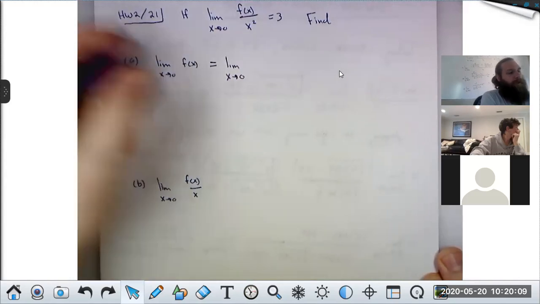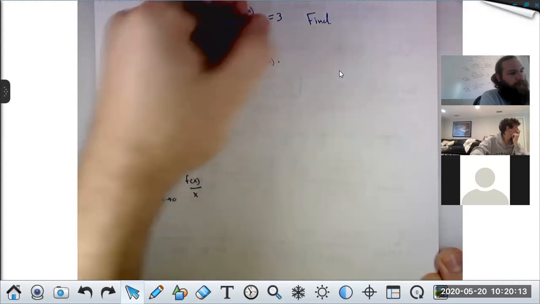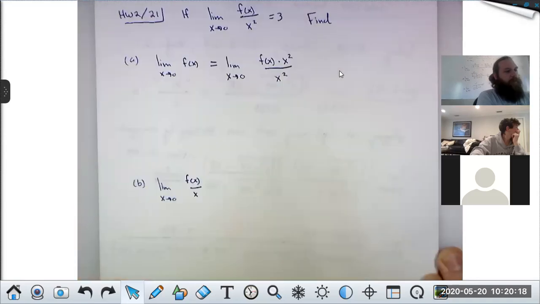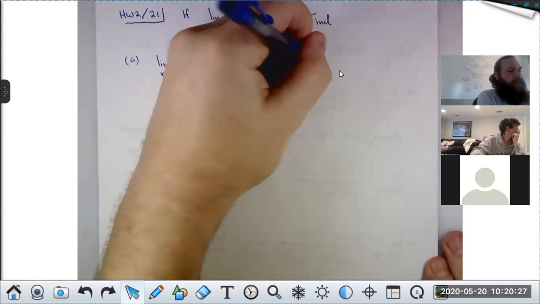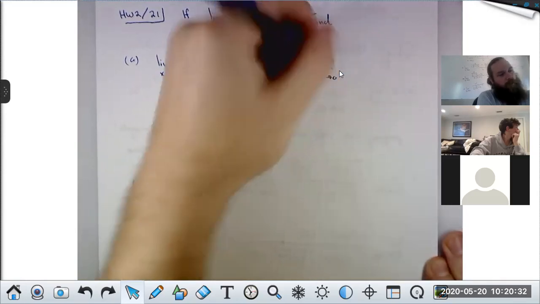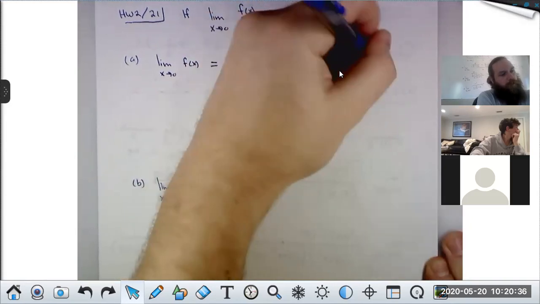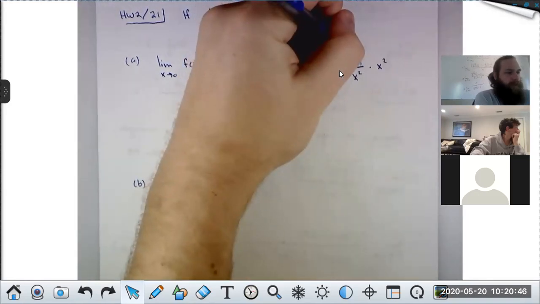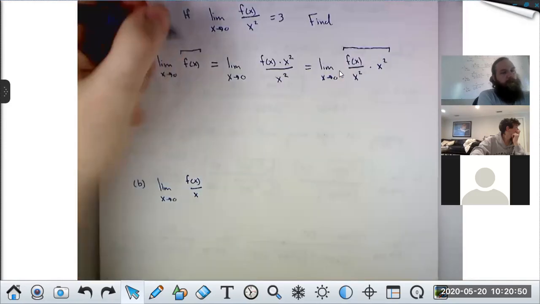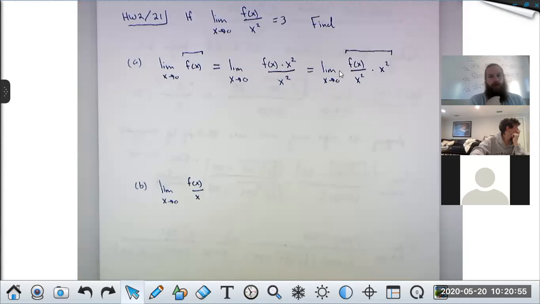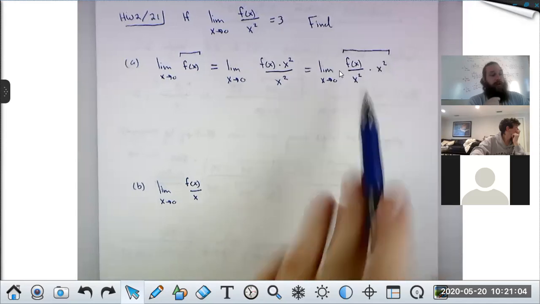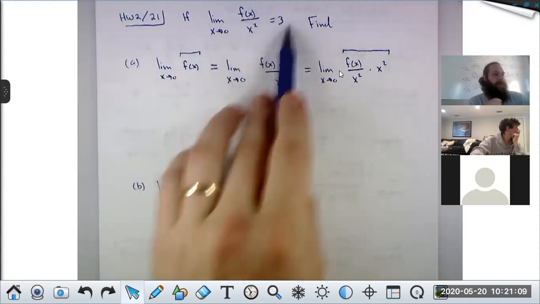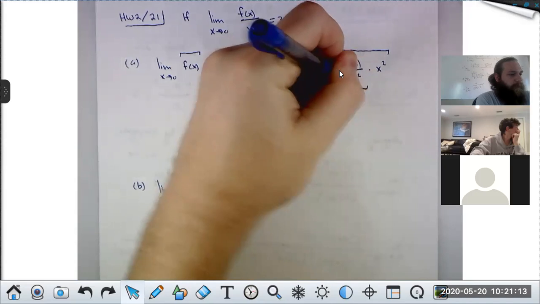I can multiply and divide by x squared. And that won't change the value of the function. All right, again, I'm just multiplying by 1. And then regroup the symbols. Do we agree that this is the same as this? Right, you can cancel the x squareds if you wanted to, and the thing on the right here is just f of x. But this is nice because the only thing I know for this whole problem is that f of x over x squared on its own goes to 3. So I know that this piece right here is going to go to 3.